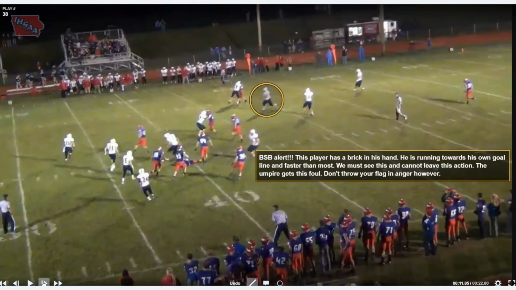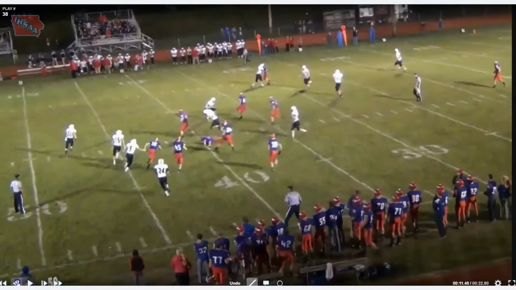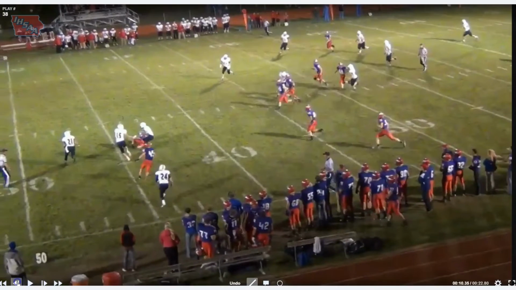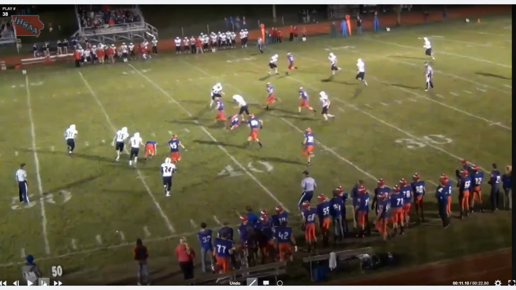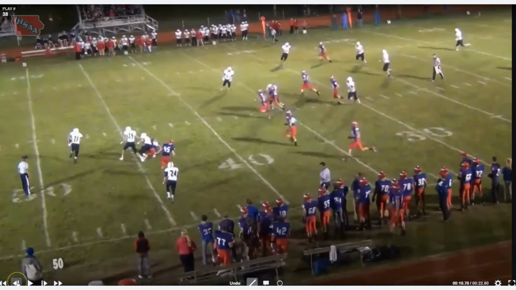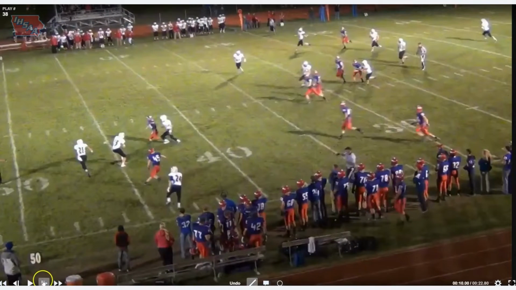there is a blindside block alert. This is the player who's running hard back towards his end line. Let's go back and take a look at this block. So we've got potential for a blindside block here, and that would be one that we missed. Possible open hands, but I don't think so.